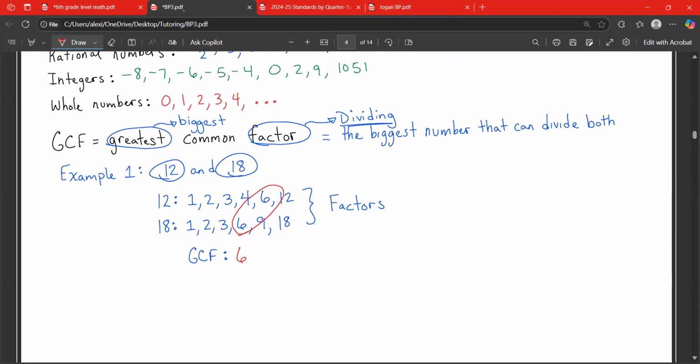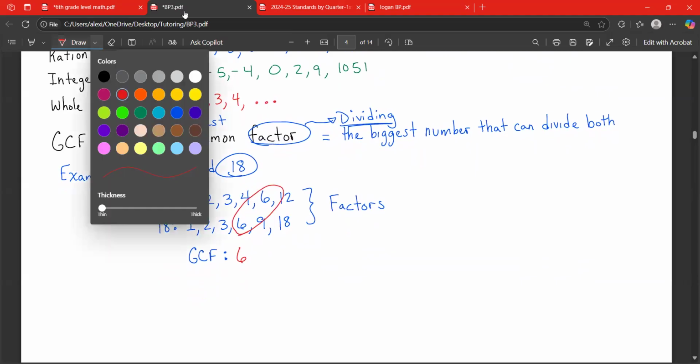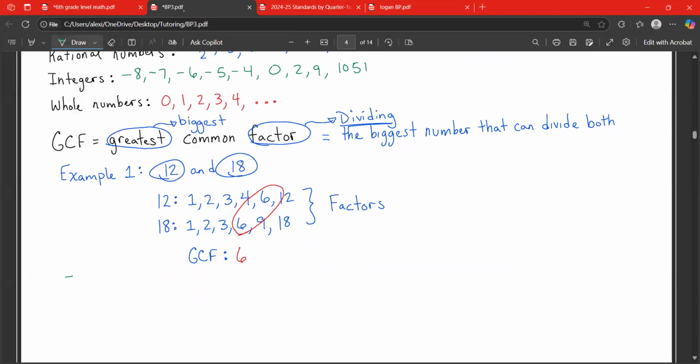Here, let's do one more example just to make sure you are following along. Let's go big this time, okay? So let's go 55 and 35. Okay. So now I hope you understand there's tricks to this, but for now, we're just going to do it the long way. And the long way says write out all the factors of each number.